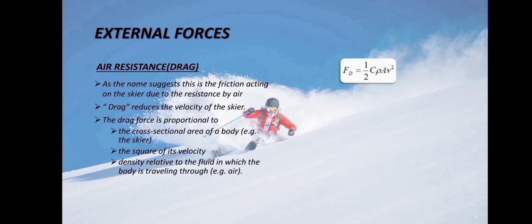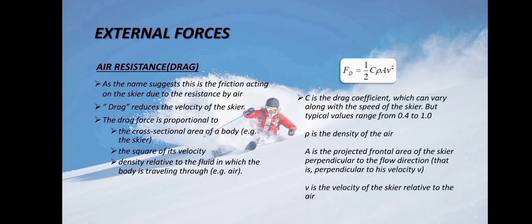Drag is represented by a mathematical formula: Fd is equal to half c rho A v square, where c is the drag coefficient, which can vary along with the speed of the skier, but typical values range from 0.4 to 1.0. Rho is the density of the air. A is the projected frontal area of the skier perpendicular to the flow direction, that is perpendicular to his velocity v. V is the velocity of the skier relative to the air.